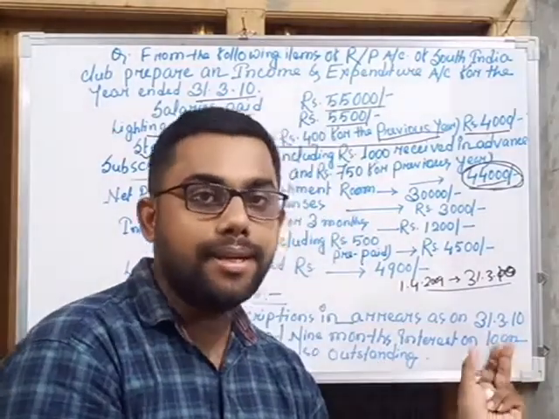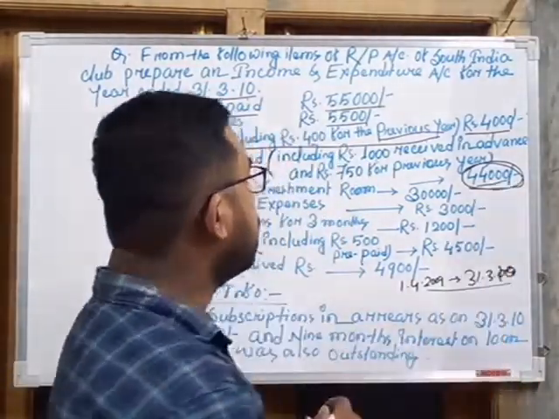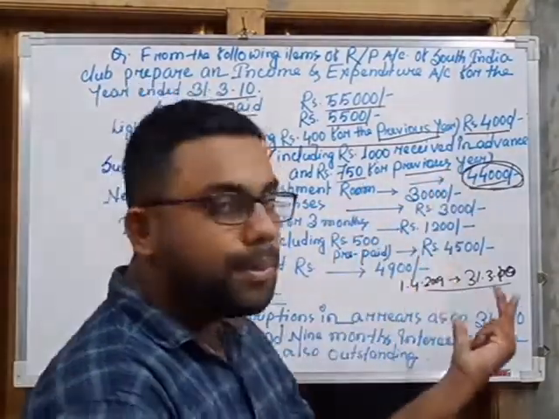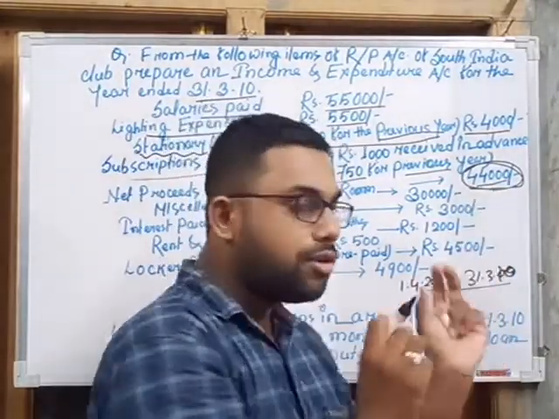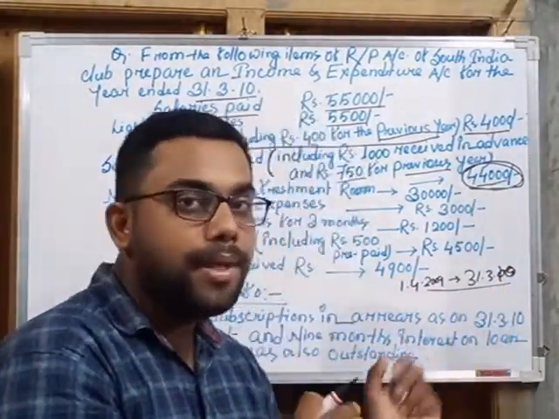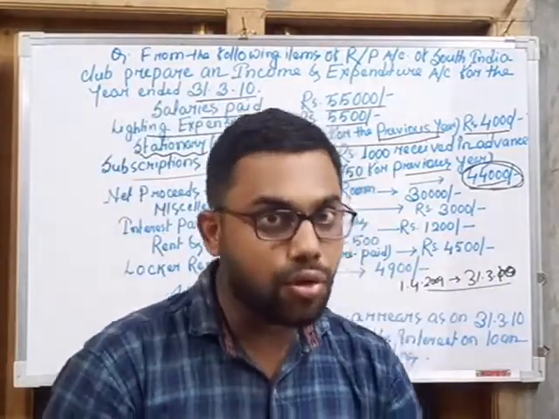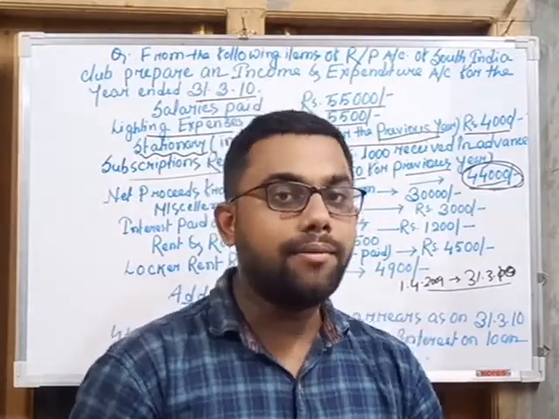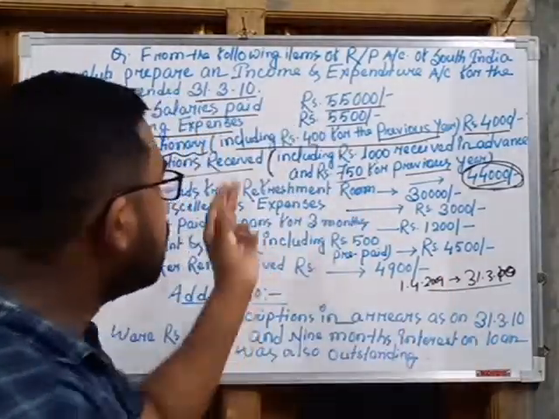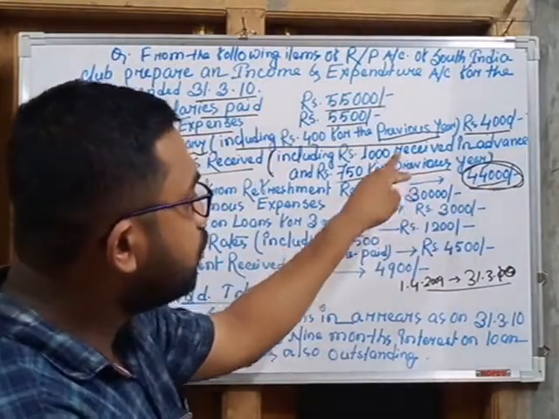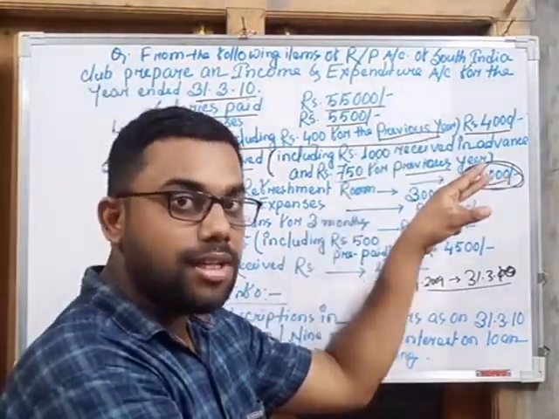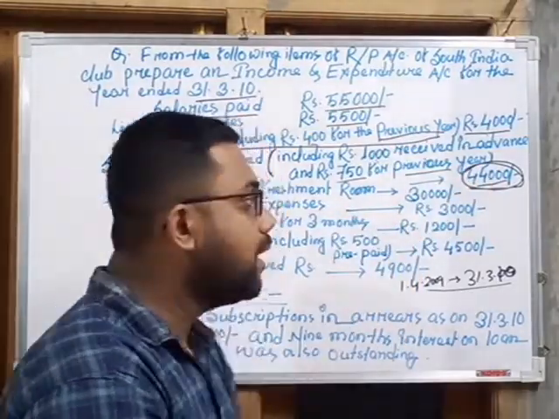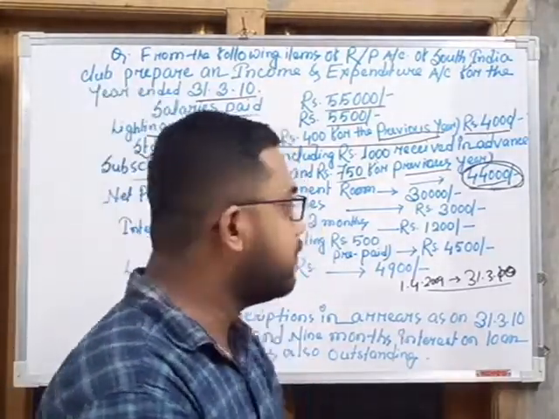We will simply deduct this amount from rupees 44,000, and also rupees 750 for the previous year. Out of this amount, rupees 750 is the income for the previous year, so it is also not the income for the current accounting year. So what should we do? We will deduct this item from this amount. So this is the total amount of subscription received, 44,000 minus 1000, because it is paid in advance for the next financial year, and rupees 750 is for the previous year, so we have to deduct this item too. Then we will find the actual amount of subscription received.